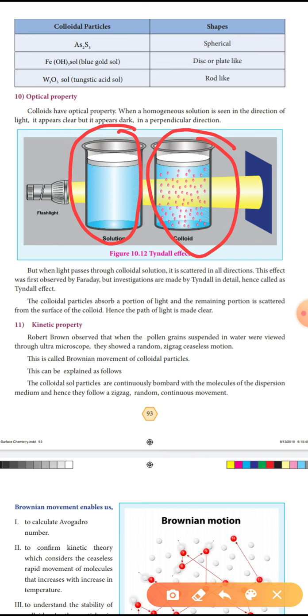In the true solution, the light ray passes through the solution. Here the particles absorb and emit the light rays, so we can see the path in the colloidal solution. We cannot see the light path in a true solution.